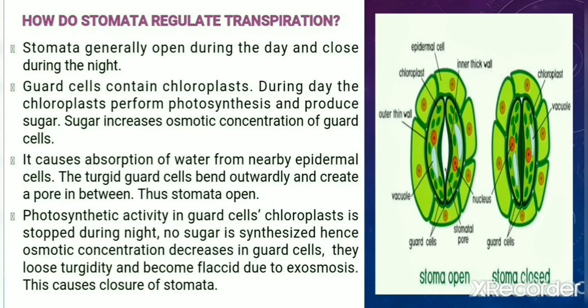And when they increase the concentration of cell sap, what will happen? Now endosmosis will happen. What is endosmosis? It means the movement of water molecules from the epidermal cells into the guard cells to equalize the concentration of water molecules. So it causes the absorption of water from the nearby epidermal cells. And when the water molecules get inside the guard cells, those guard cells will swell and bulge out, and they will become turgid. Turgid means hard. And they will open the stoma.